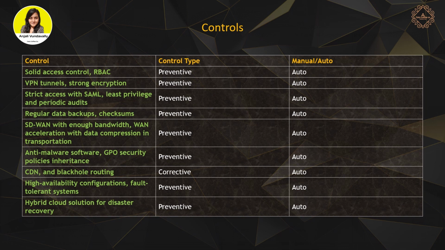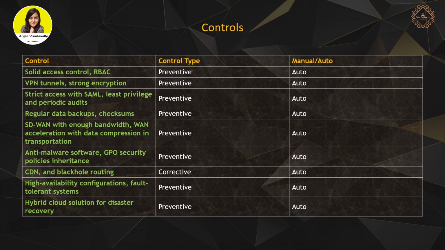The DDoS attack service disruption can be corrected by CDN, which is Content Delivery Network, or black hole routing. It's a corrective control type. Failure of WAN controller can be prevented by high availability for configuration and fault tolerant system. Hybrid cloud solutions for disaster recovery can be implemented in case of natural disasters.